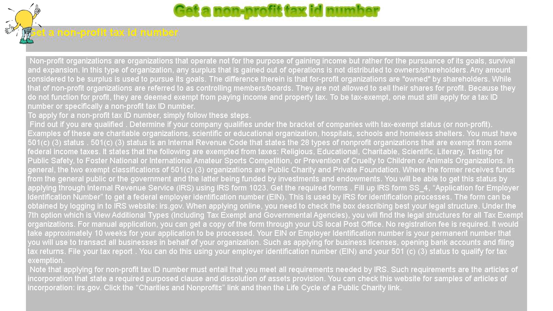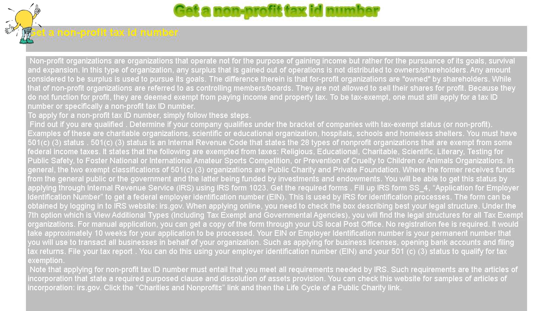You must have 501(c)(3) status. 501(c)(3) status is an internal revenue code that states the 28 types of nonprofit organizations that are exempt from some federal income taxes.